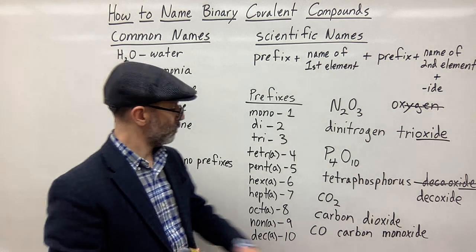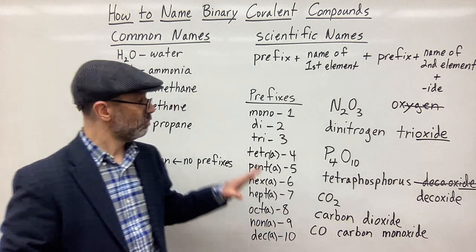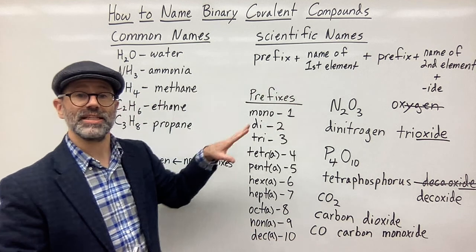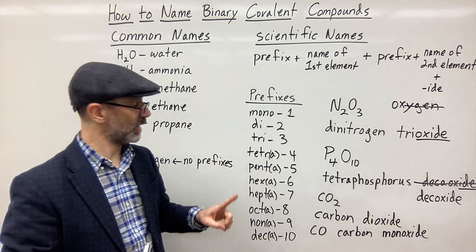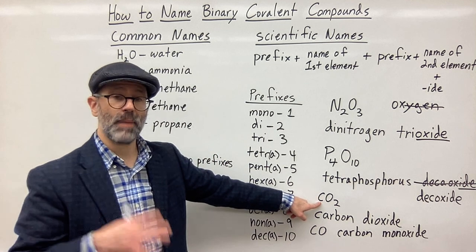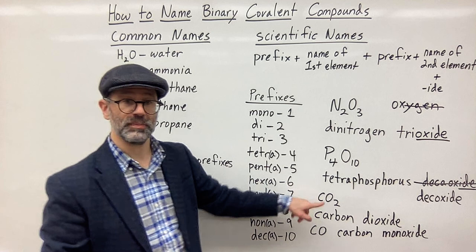And there you go. So again, the only time you're not going to have a prefix when you're naming is if you only have one of the first element, like here and here. So carbon, not monocarbon, but just carbon.